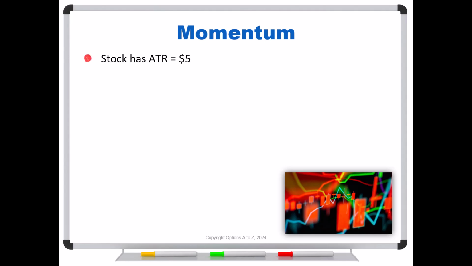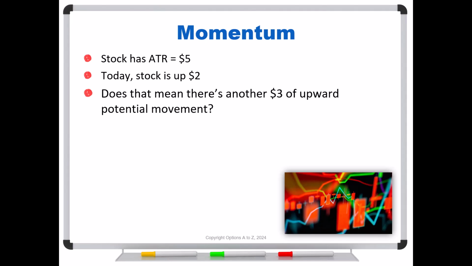So for instance, if a stock has an ATR of $5 and today the stock is up 2, does that really mean that there's another $3 of upward potential movement? Because again, ATR is telling us that the average stock move is $5. Today it's up 2. So you can see where traders would want to interpret that and say, okay, there's another $3 left in the tank. But now you know how ATR is calculated. It's a volatility measurement. Volatility is non-directional. ATR could be up or down.